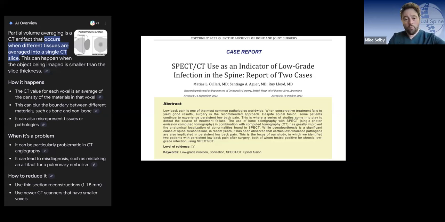why does CT overcall fusion or get confused with being fused in a lot of cases? And it's basically due to a phenomenon called partial volume averaging. So what happens is that essentially they have the voxels, which is, let's just say, a little cube of information. And if a tiny fleck of bone is within that cube, what the CT scanner and software will tend to do is fill that whole cube with bone. That's a very simple way of explaining it.